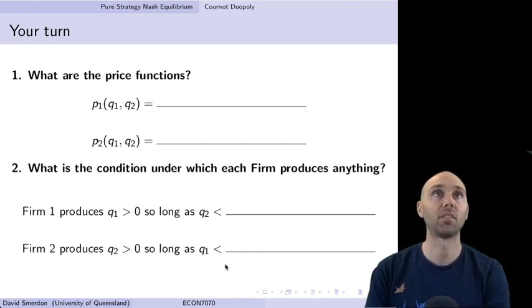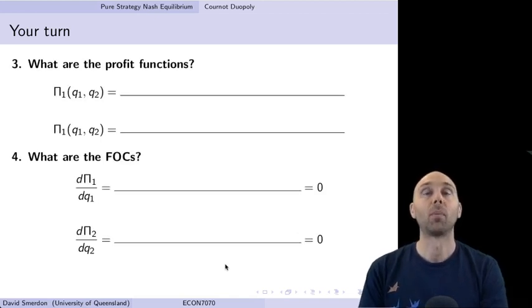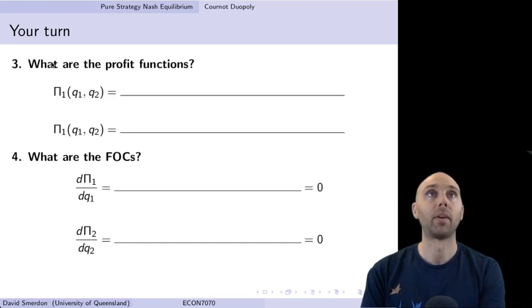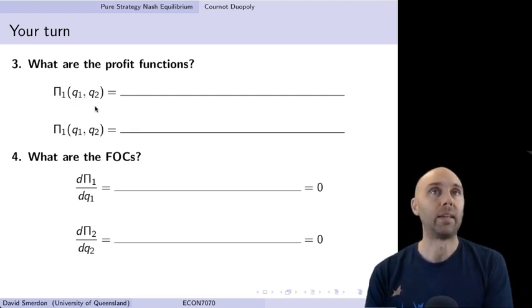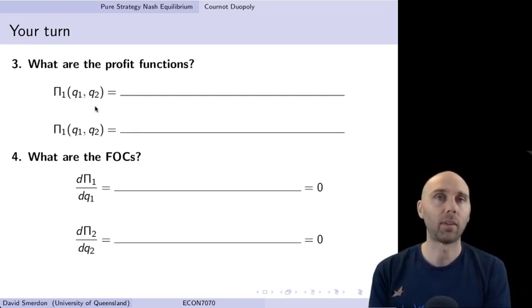Question 3, what are the profit functions? We've got them here in terms of pi again. So pi for firm 1 is the profit of firm 1. It will be in terms of Q1 and Q2. We want everything in terms of Q1 and Q2 rather than P1 and P2 because, again, we're assuming that firms can only choose the Qs.